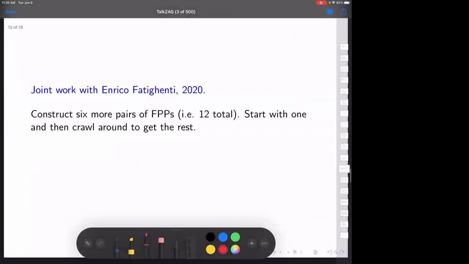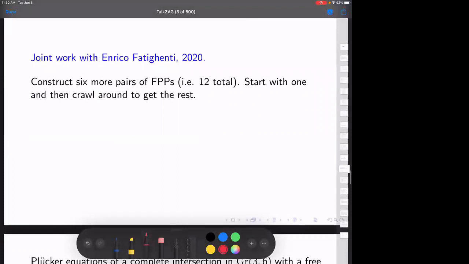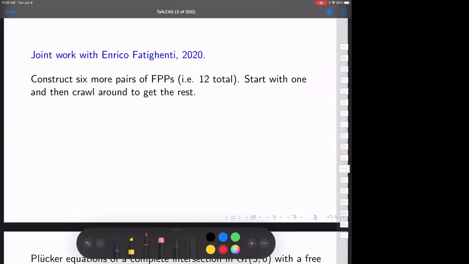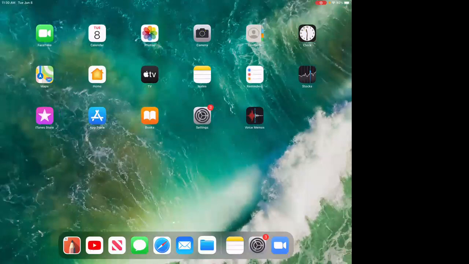Okay. Now, that was all nice, but the work I'm most proud of is this joint work with Enrico Fatighenti. And we construct 6 more pairs of these fake projective planes. So this one I'm going to switch to notes. So we'll go a little slower and I will just write some notes. Okay.